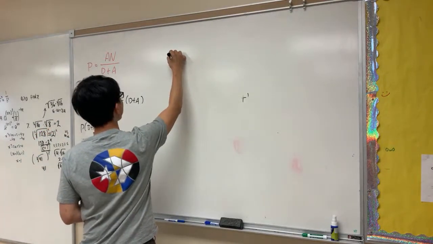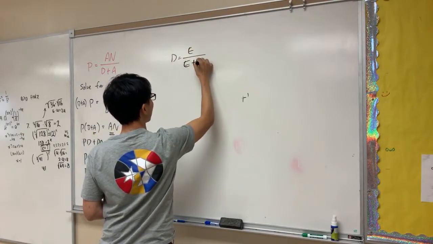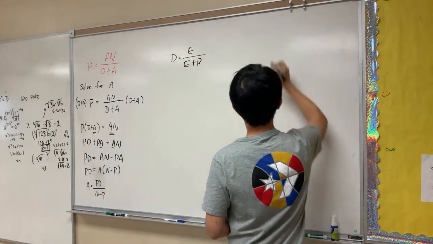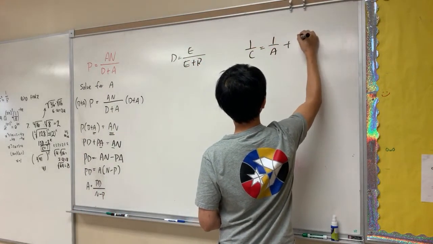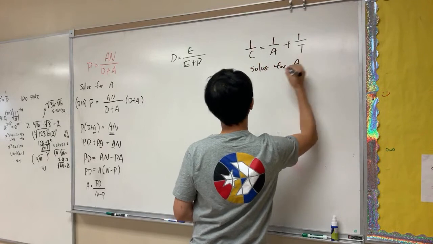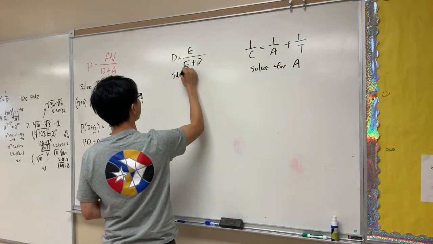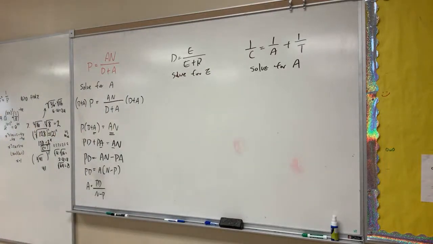So I'm gonna give you a deer problem instead. And I'm gonna give you the hardest one, a cat problem. Solve for A, this is solve for E. So these two I won't show you. A cat problem and a deer problem.